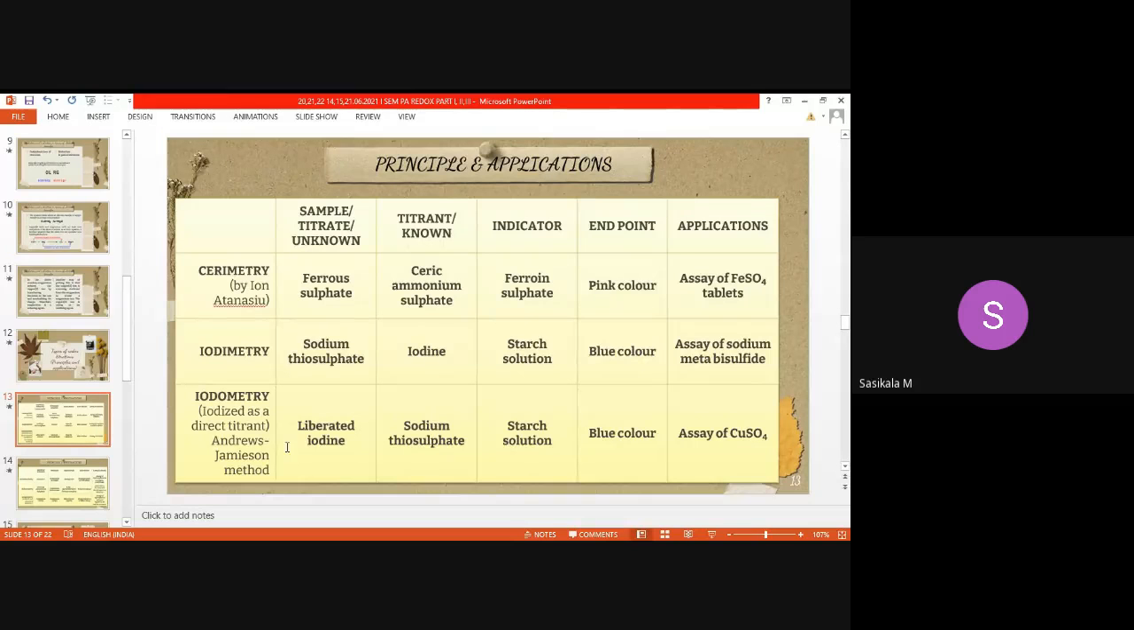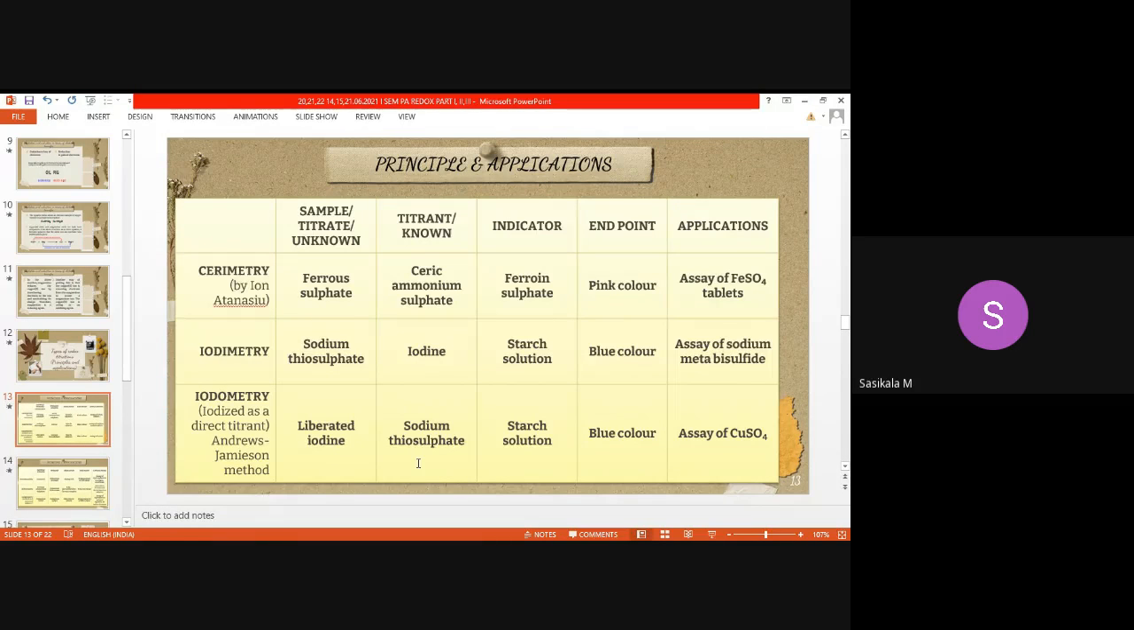So if we determine the titer value of iodine, we can find out how much concentration of sample is present. For example, assay of copper sulfate is done based on the iodometric technique. And here also starch solution is used. Appearance of the blue color is the endpoint of titration between redox reagents.